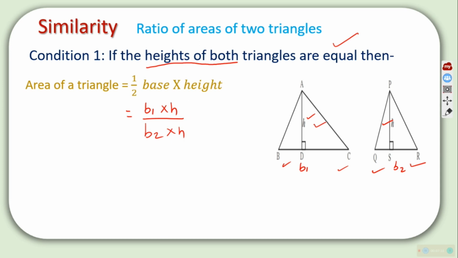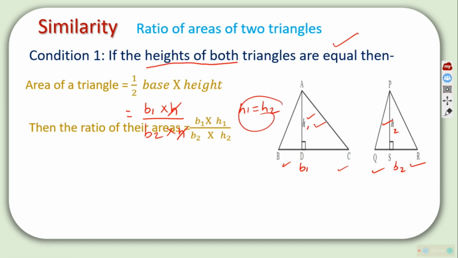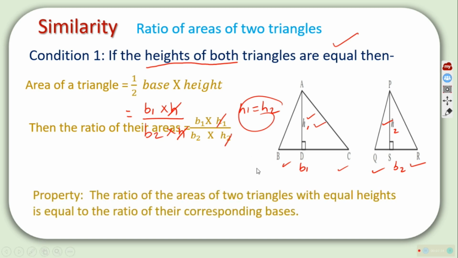So what will happen? So naturally the H will get cancelled. When H gets cancelled, H1 and H2 are same. Here H1 is equal to H2. So ultimately this will get cancelled, and if I compare the base of these two triangles, I will get the ratio of the areas of two triangles. The ratio of their corresponding bases will be constant. The answer would be B1 upon B2 in this case.